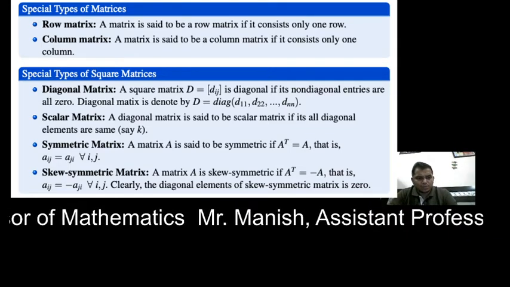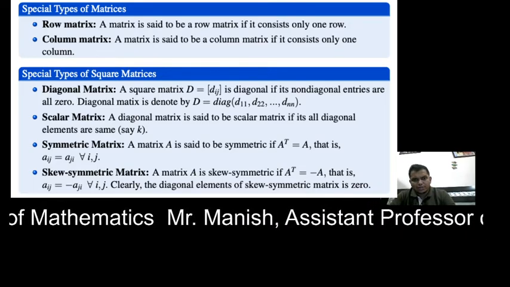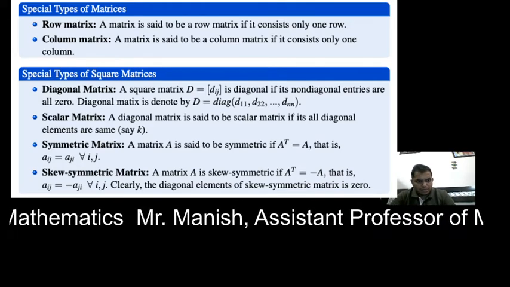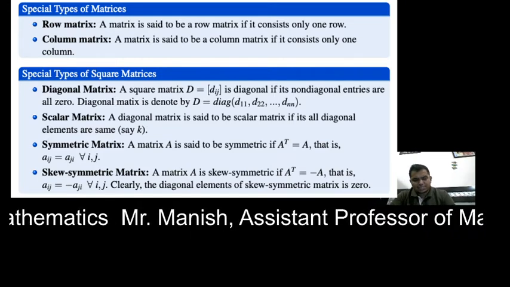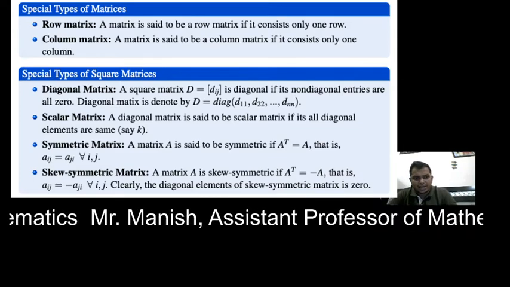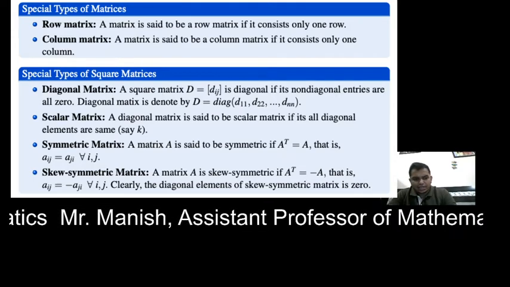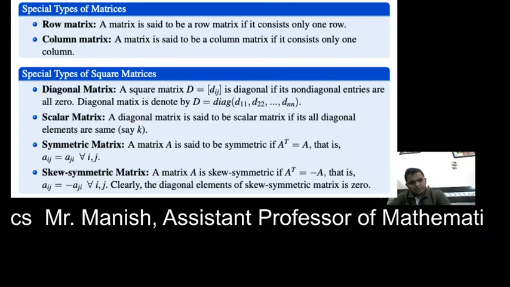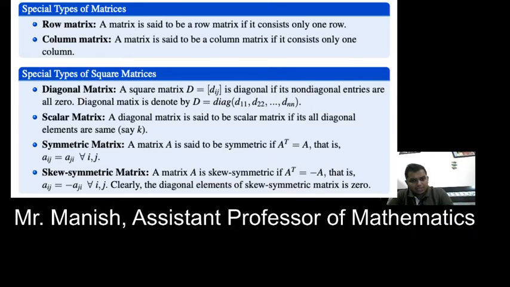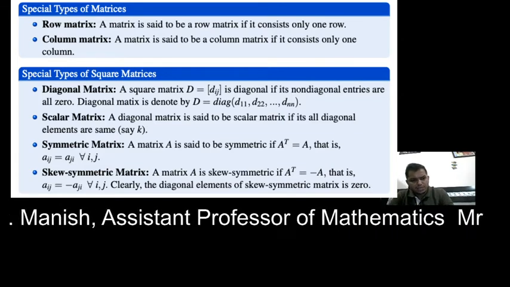There are some special types of matrices. First is the row matrix. A matrix is said to be a row matrix if it consists of only one row. What is a column matrix? If it consists of only one column. Diagonal matrix: a matrix is said to be a diagonal matrix if all non-diagonal entries are zero. There are only diagonal elements and all other elements are zero. Scalar matrix: a diagonal matrix is said to be a scalar matrix if all the diagonal elements are the same, whatever they may be, but they must be the same.